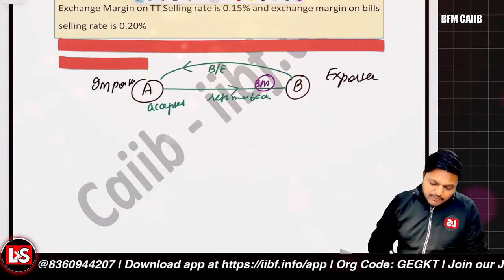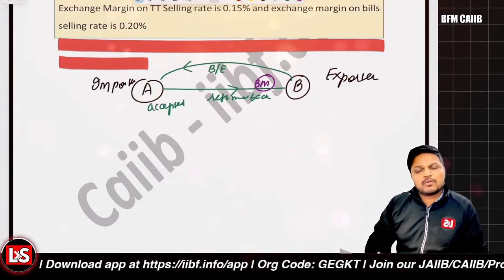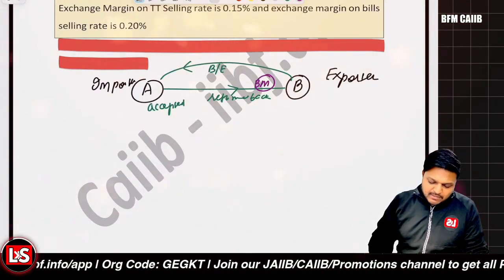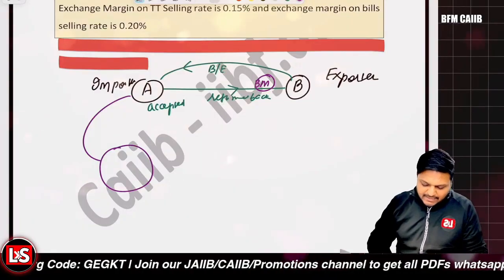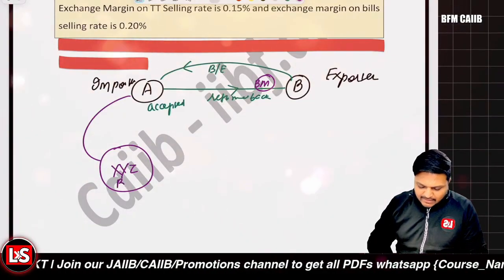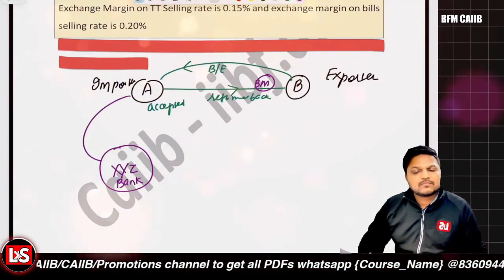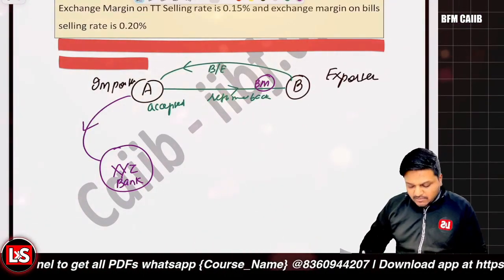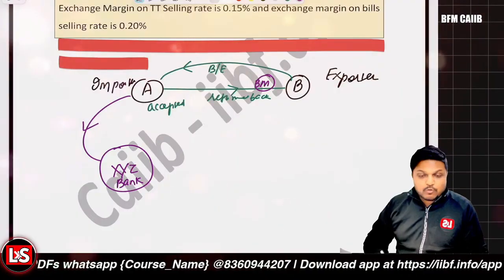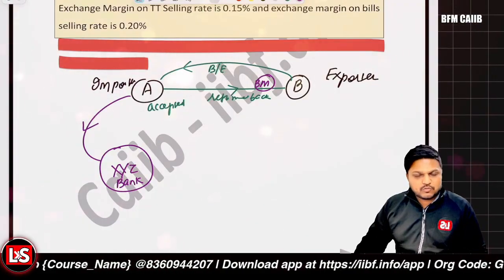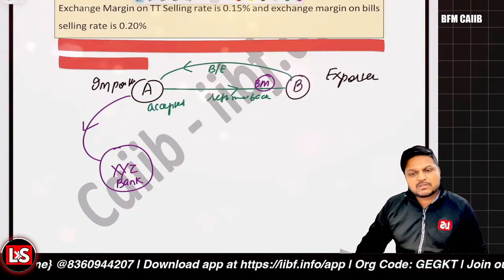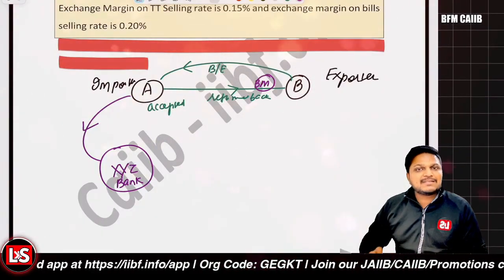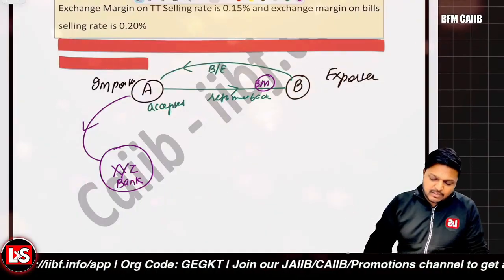But after 2 months, let's say, before the due date of the bill of exchange, A decided to pay off the balances. So A connected with their bank. Let's say XYZ is A's country bank. A decided to connect with XYZ bank and pay the amount in advance. Whatever amount was due after 3 months, A decided to pay in advance. This whole process is said to be the retirement of the bill.